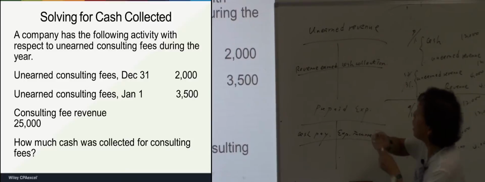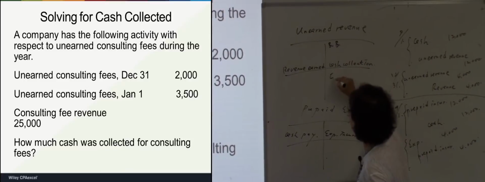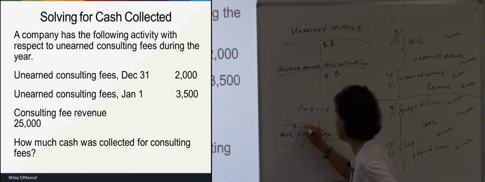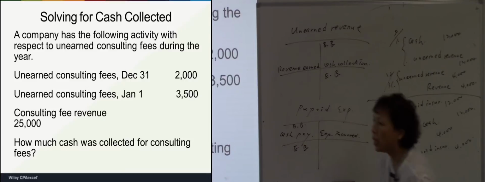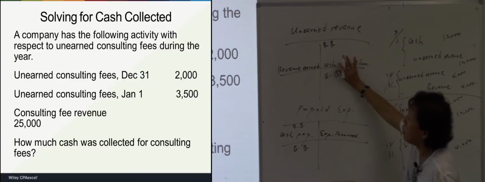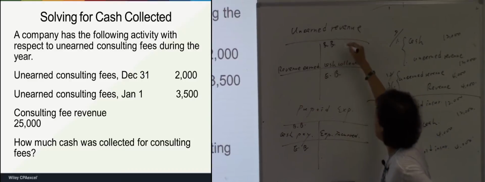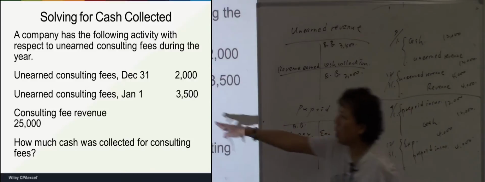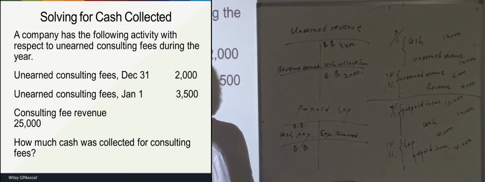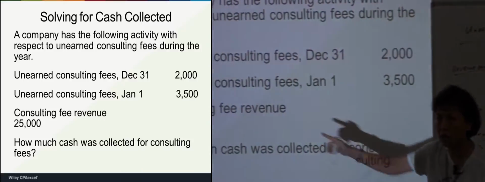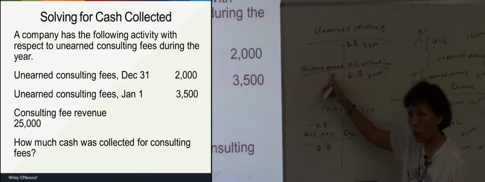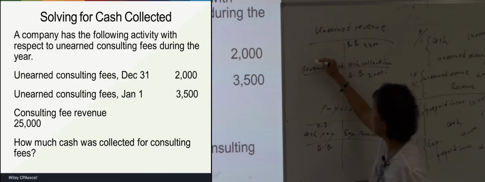And it's a liability account, so the beginning balance and the ending balance should be shown in credit. This is an asset account, so the beginning balance and ending balance should be shown in debit. And unearned consulting fee is an unearned revenue, so the beginning balance, we put it in the right side for 3,500. The ending balance, we also put it in right side for 2,000, okay? And here it says the consulting fee revenue is recognized as 25,000. Did you see here? I say revenue earned and recorded is 25,000, so we put 25,000 here.